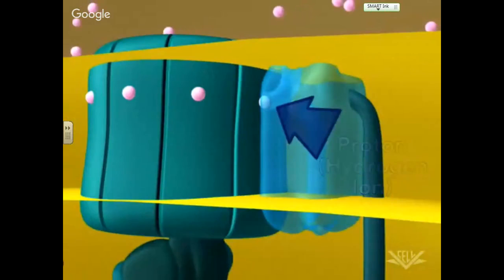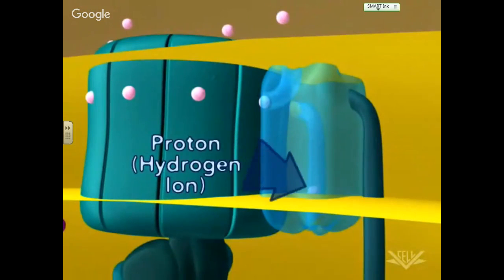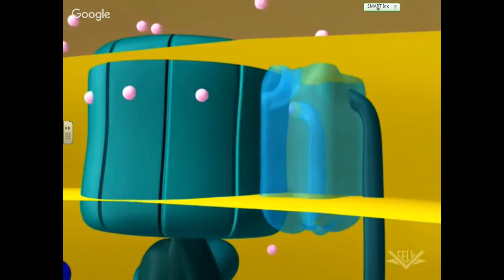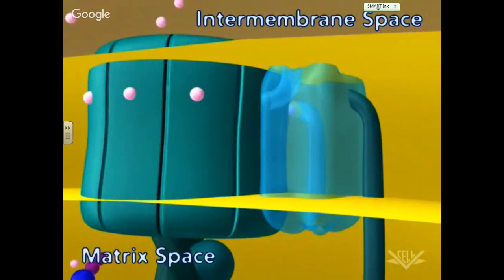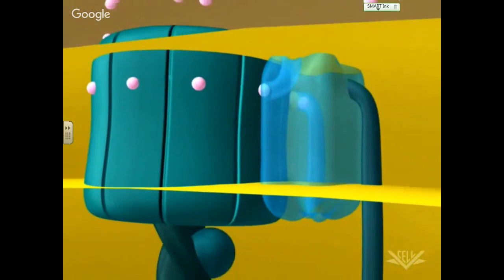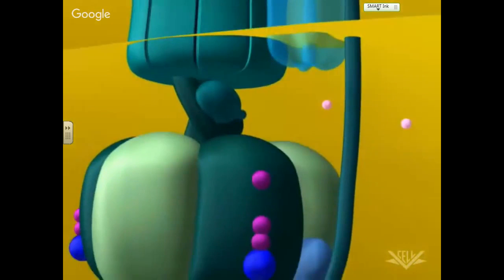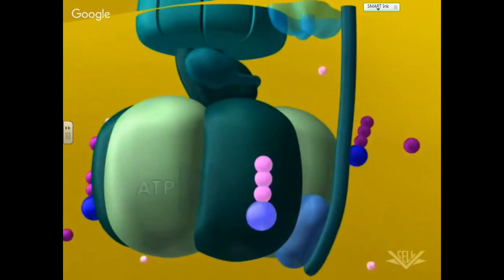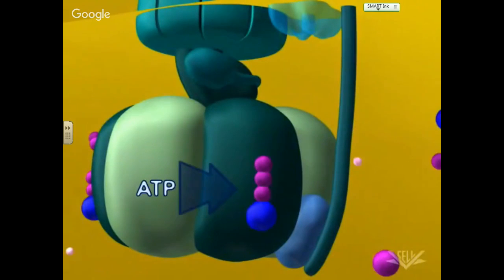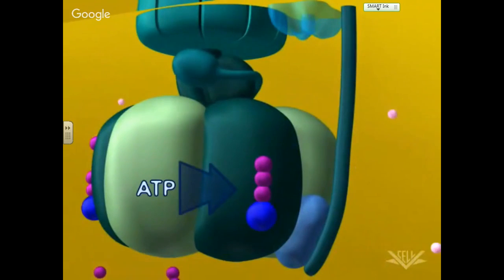One hydrogen ion enters the ATP synthase complex from the intermembrane space, and a second hydrogen ion leaves it on the matrix space. The upper part of the ATP synthase complex rotates when a new hydrogen ion enters. Once 3 protons have entered the matrix space, there is enough energy in the ATP synthase complex to synthesize one ATP. In this way, the energy in the hydrogen ion gradient is used to make ATP.